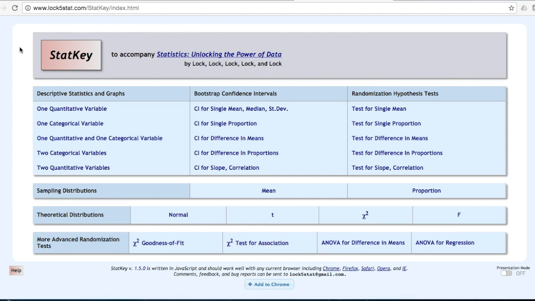According to the rule of sample proportions, if both n times p and n times 1 minus p are greater than or equal to 10, then the sampling distribution of p hat can be approximated using a normal distribution. I'm going to use StatKey to construct a few sampling distributions to show you why this is true.